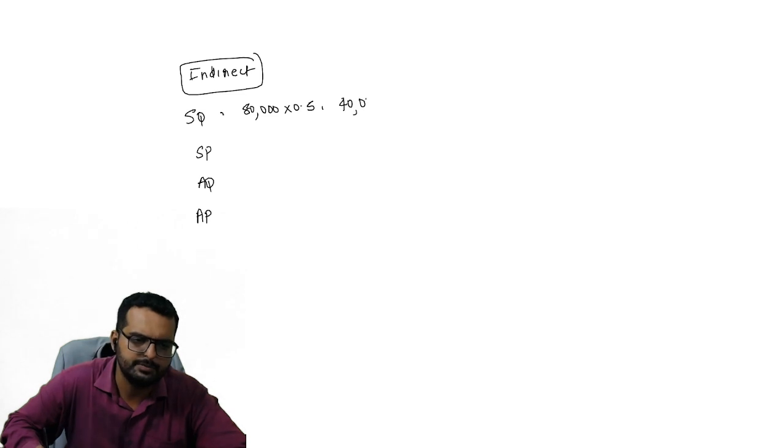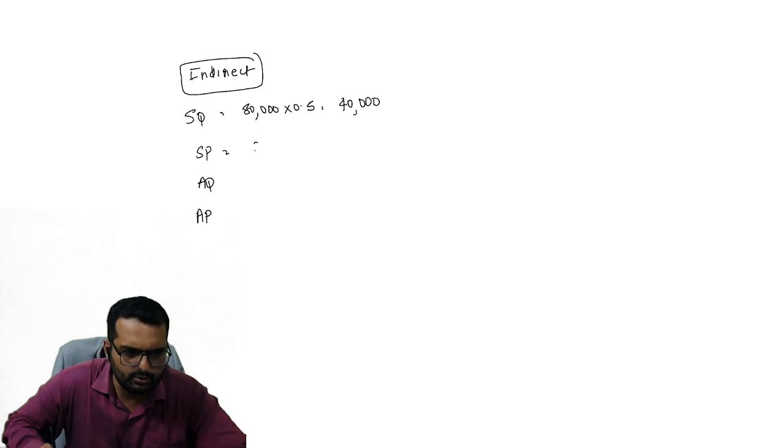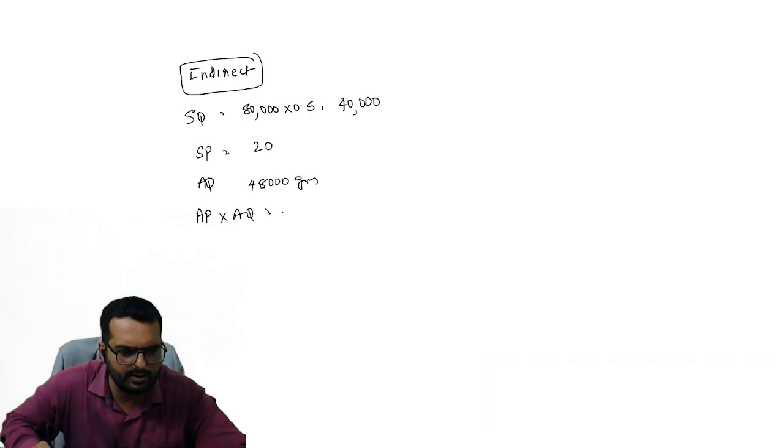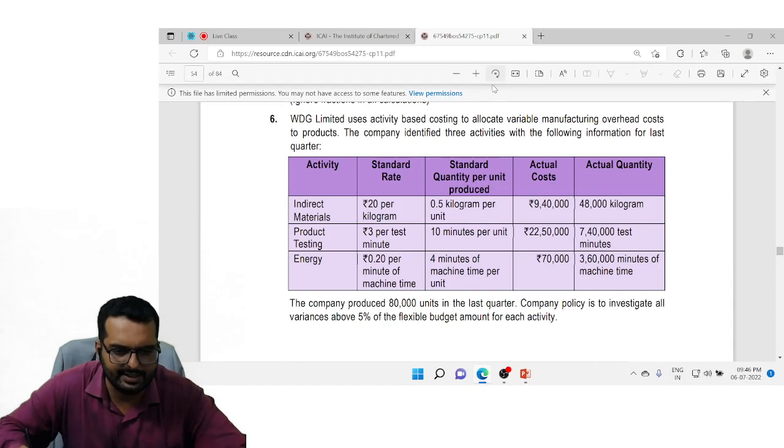That would be 40,000. SP turns out to be how much? 20 rupees. AQ turns out to be 48,000 gram. And you don't need AP. You have AQ into AP already as how much? 9 lakh 40,000. Same way, the second case is in minutes.